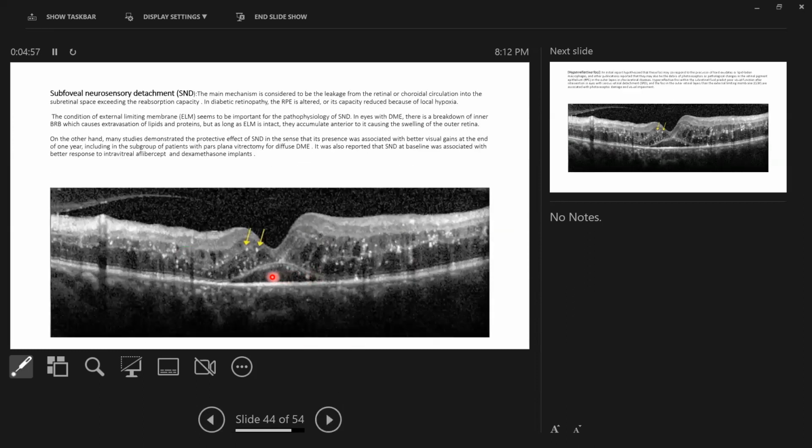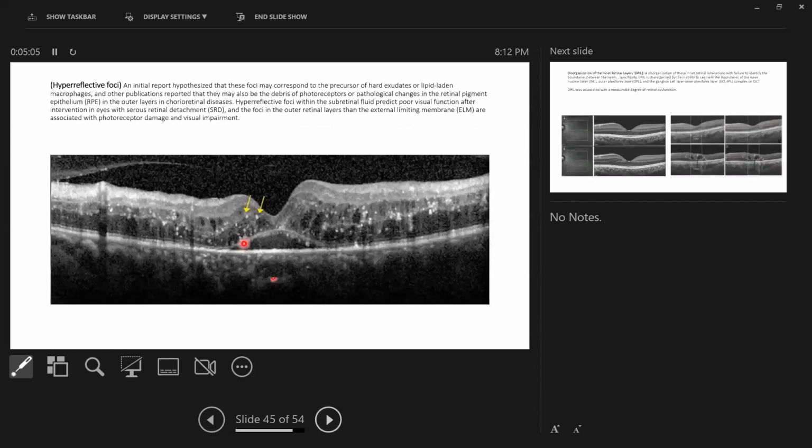Now it's okay. Now this is the cyst, already you can see it. So this is the second type, the subfoveal neurosensory detachment here. And you can identify with it the hyperreflective foci. So the other thing that we have to pay attention to is the hyperreflective foci.